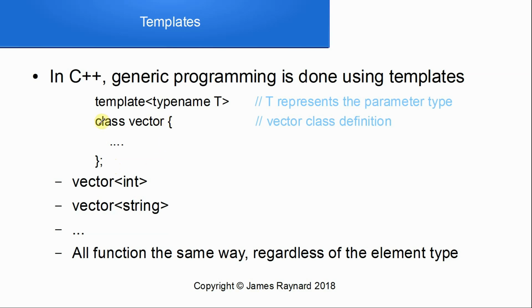So here again we have class vector. It's a template class, so we have the template typename T, and then there's some code in here which will manage a vector of elements of type T. So when we have a vector of int, this will instantiate it with T replaced by int. When we have a vector of string, this will be instantiated with T replaced by string, and so on. And all these versions of vector will function the same way regardless of what type of element we use. So that's how to implement generic programming in C++.